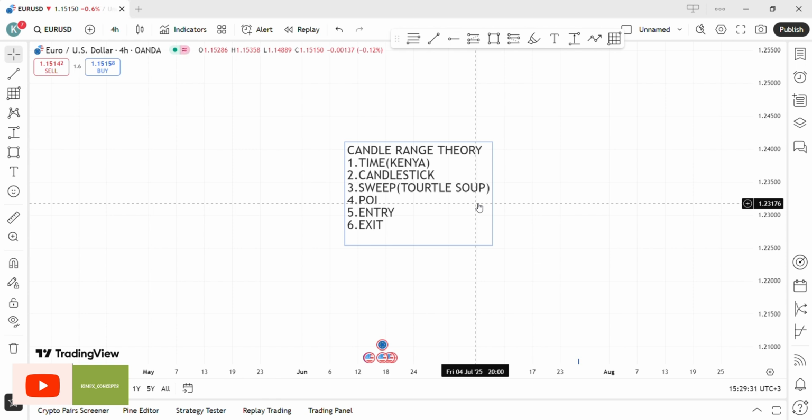We are going to talk about the sweep of the CRT high and the CRT low. Those sweeps, we are going to talk about them. Other people call them the turtle soup. We are going to talk about POIs that we are going to check before trading the CRT. We are going to talk about the entry model and the exit model.